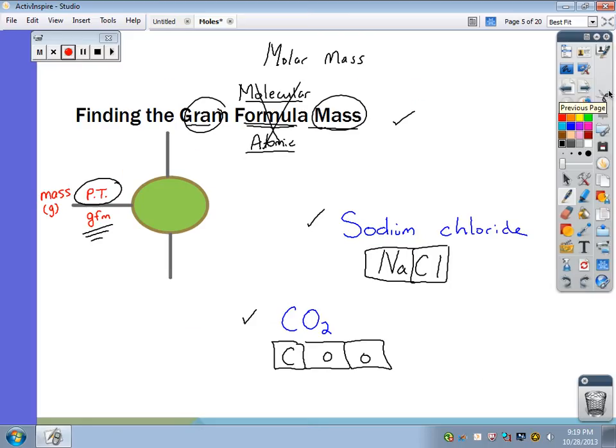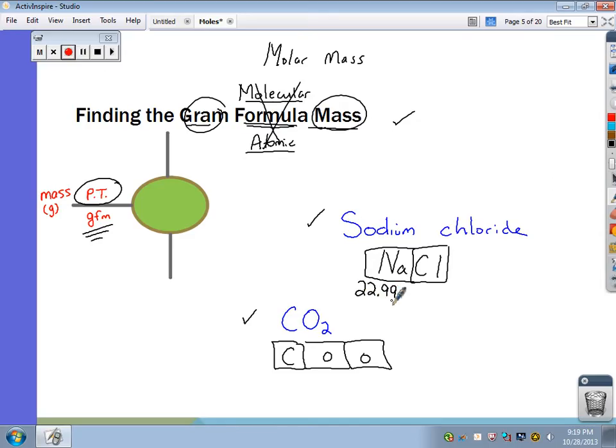So, in sodium's box, get your own periodic table, I have 22.99 grams, plus chlorine is 35.45 grams. And that equals 58.44 grams. And that equals 1 mole of NaCl. That's the equivalent of 1 mole.